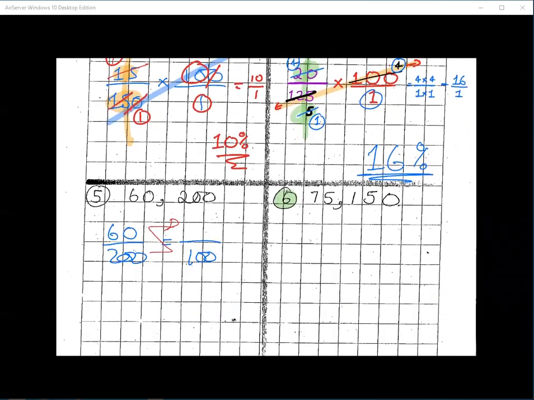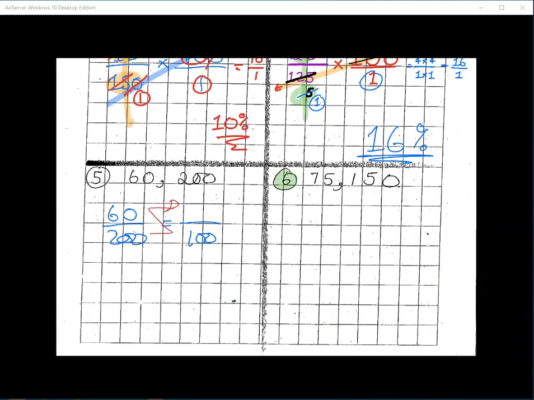Okay, so next we have question number 5, which is 60 over 200. We can use the equivalent technique for that. Change that into a percentage: 60 as a percentage of 200. You divide the bottom number by 2 and the top number by 2. That gives you 30 over 100. You read off the top number, and that gives you 30%.